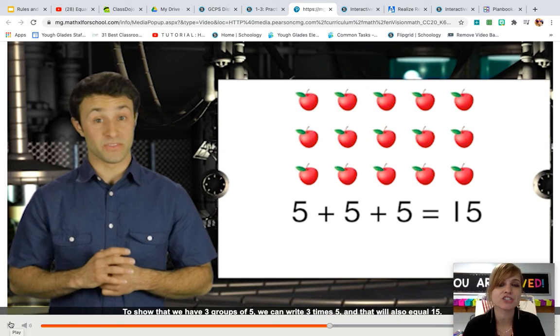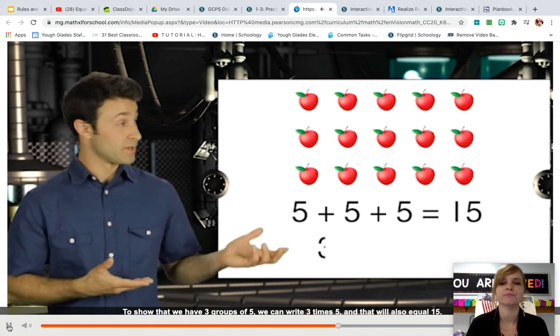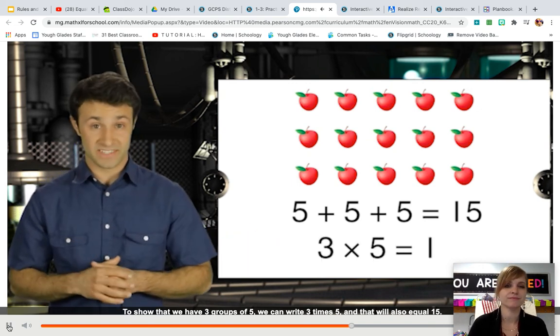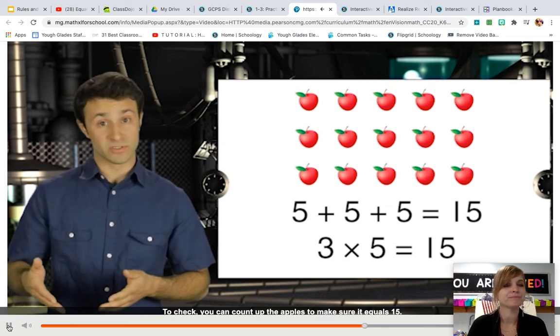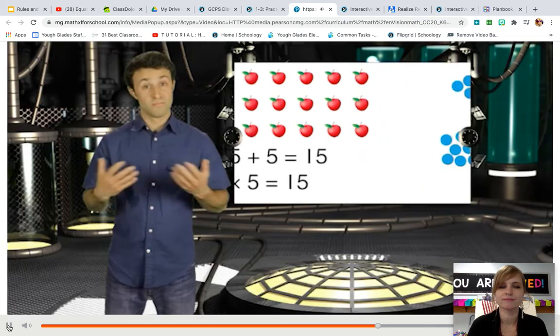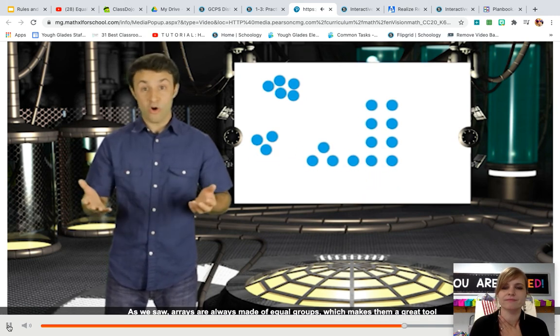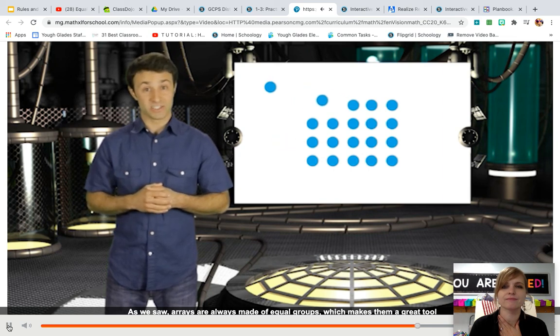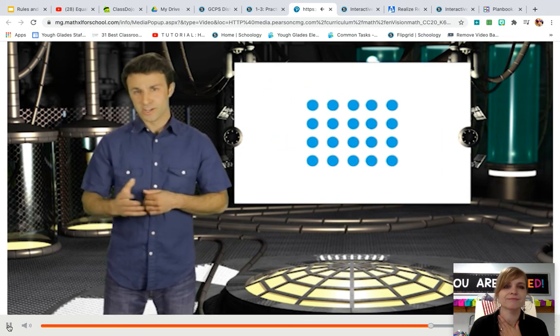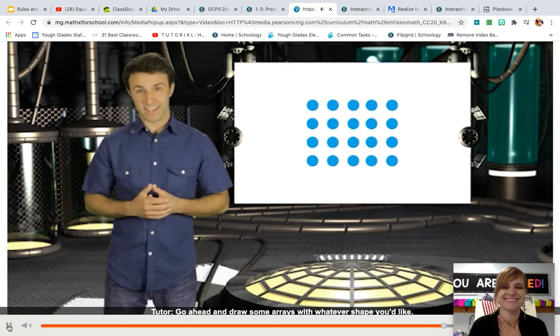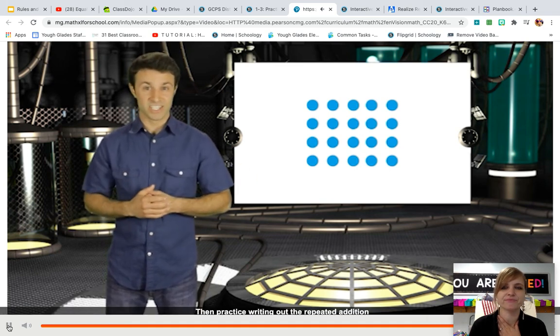3 groups of 5. We can write 3 times 5, and that will also equal 15. To check, you can count up the apples to make sure it equals 15. Multiplication just means that you are working with equal groups. As we saw, arrays are always made of equal groups, which makes them a great tool for solving multiplication problems. Go ahead and draw some arrays with whatever shape you'd like. Then practice writing out the repeated addition and multiplication problems that go with them.